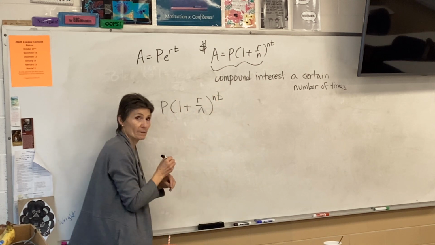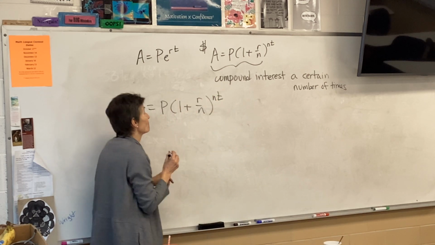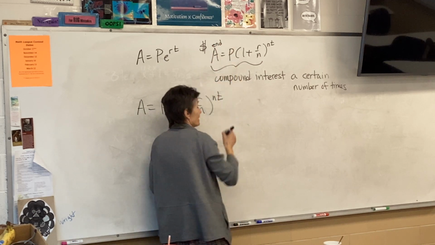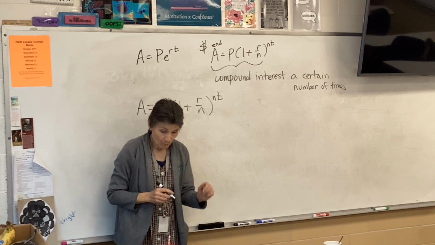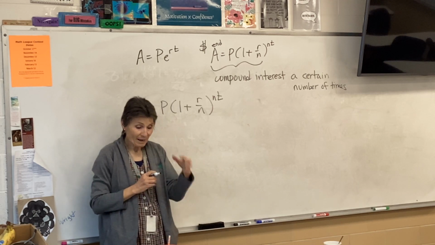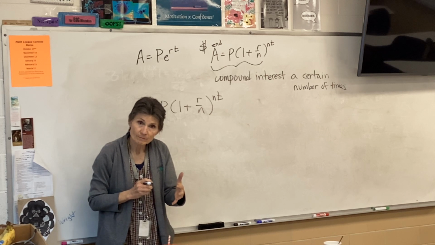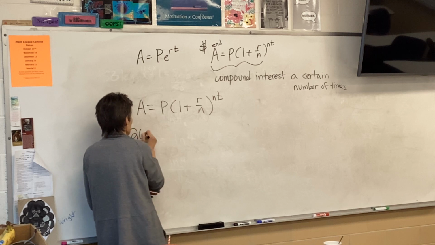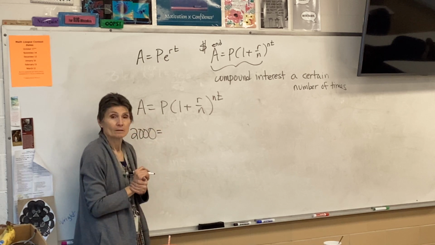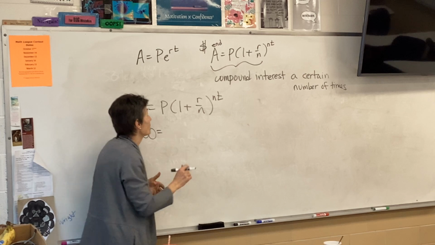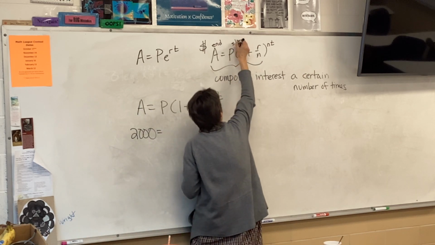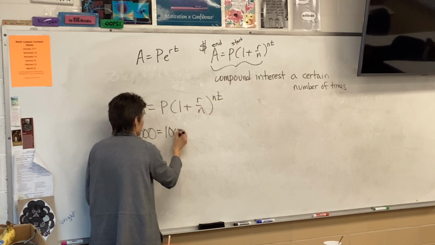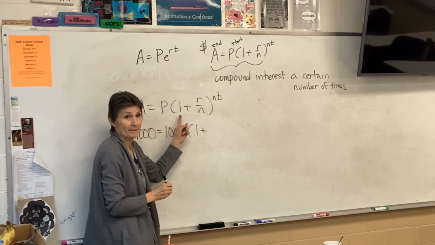Okay, so I'm going to write down my formula. That's the one I'm using. In this formula, A is the ending amount. So as I read my problem, it says I want my investment to double. Well, I'm starting with 1,000, so I'm going to end up with 2,000. P is the starting amount, so that's 1,000.